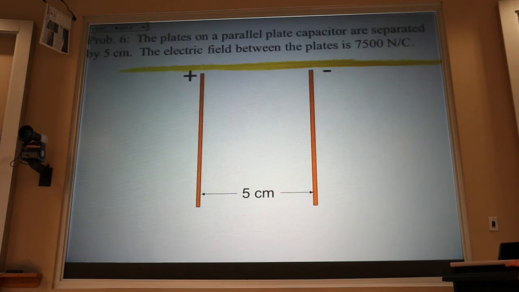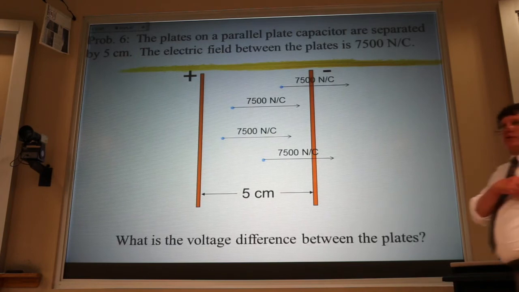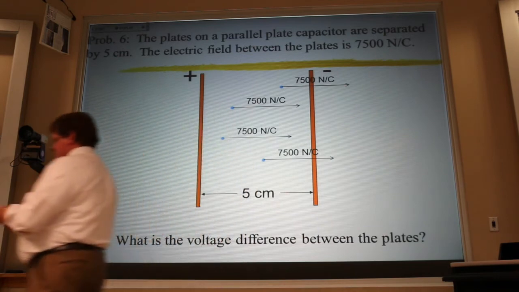Okay, let's look at this problem that you just turned in. You're told that you have 2 plates, 1 positive, 1 negative, and that the electric field between the plates is 7,500 newtons for each coulomb. And that's going to be true everywhere between the plates. That's what we know about plates. Now, the first question asks you to find the voltage difference between the plates.